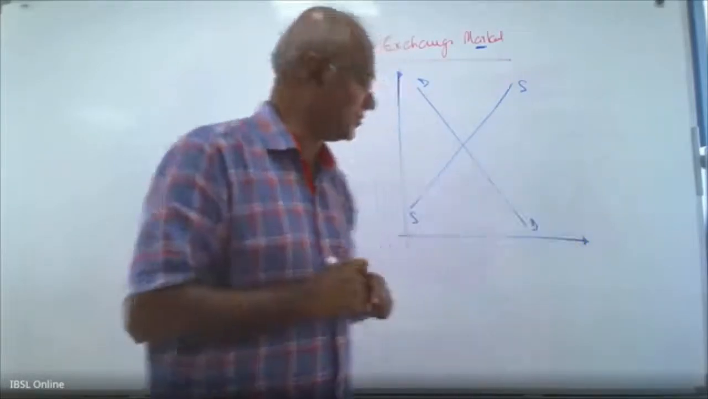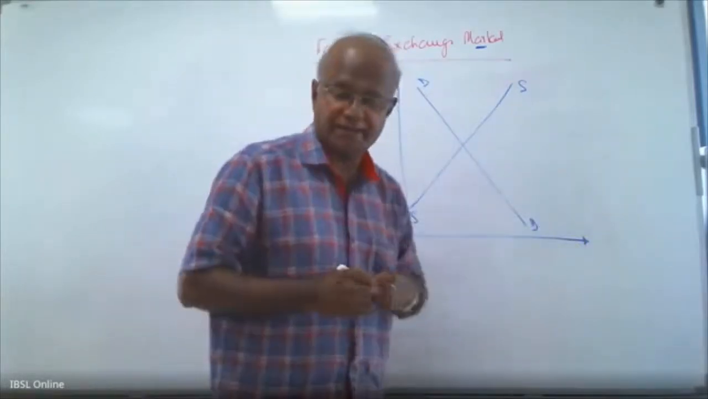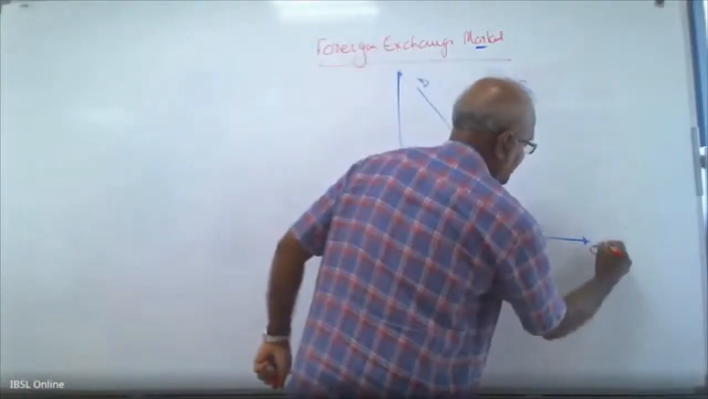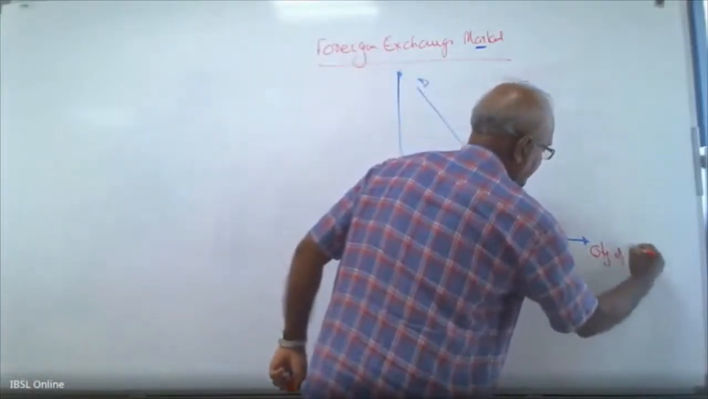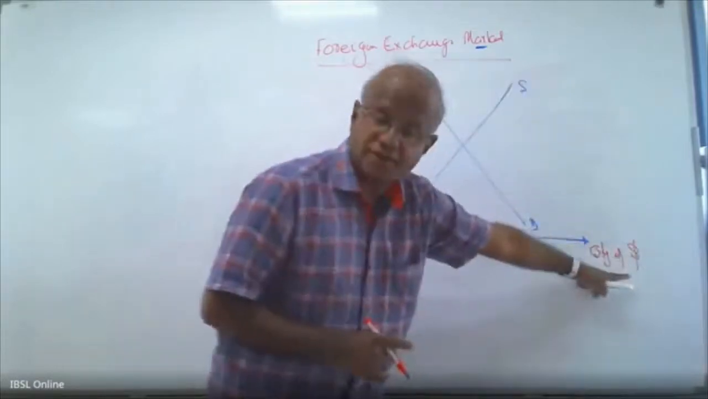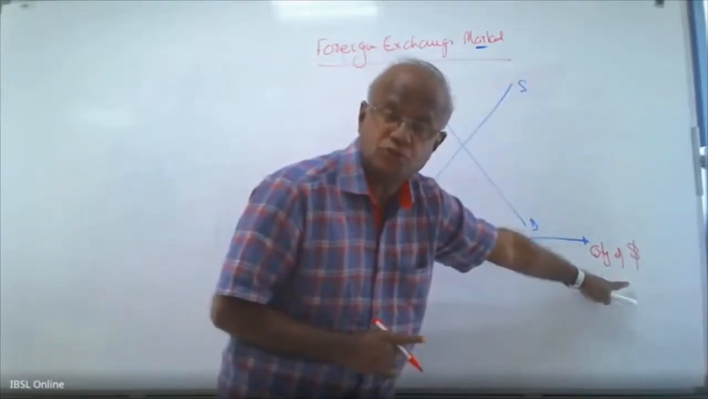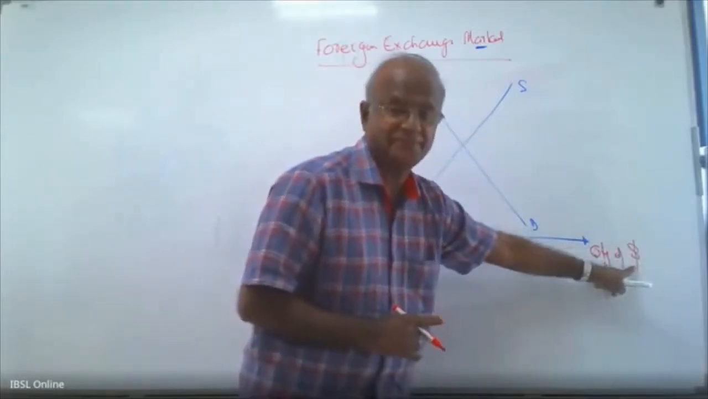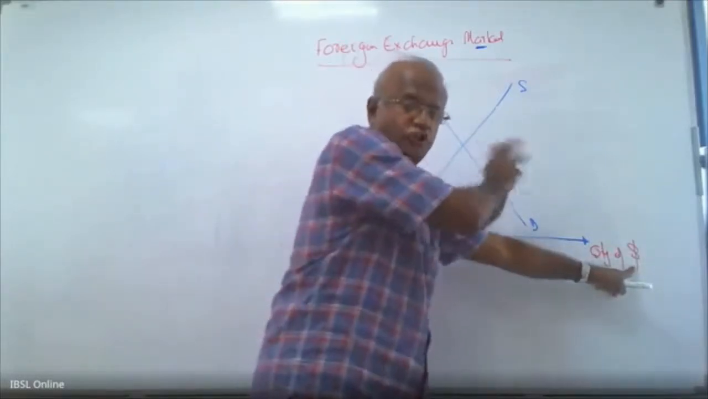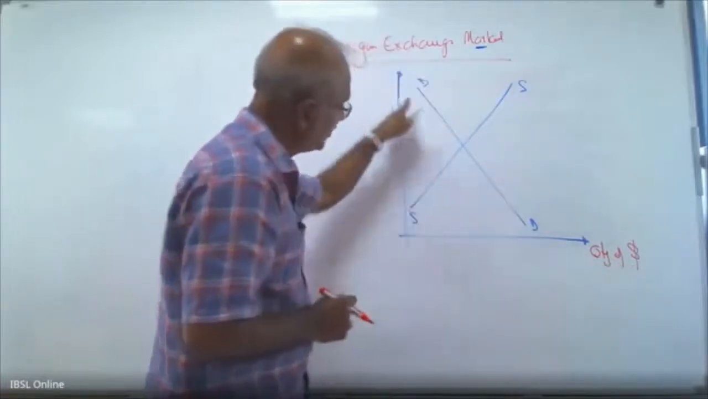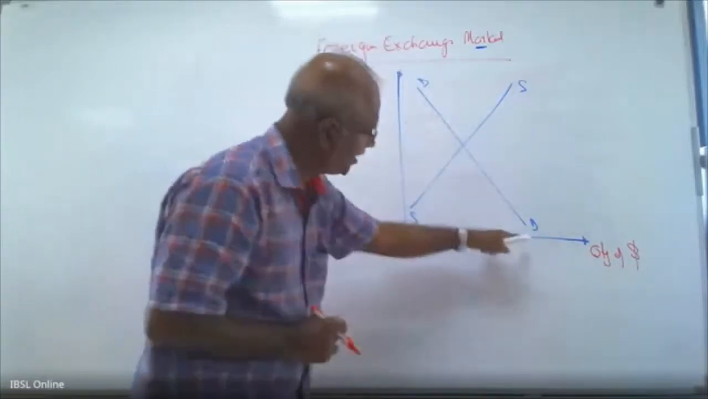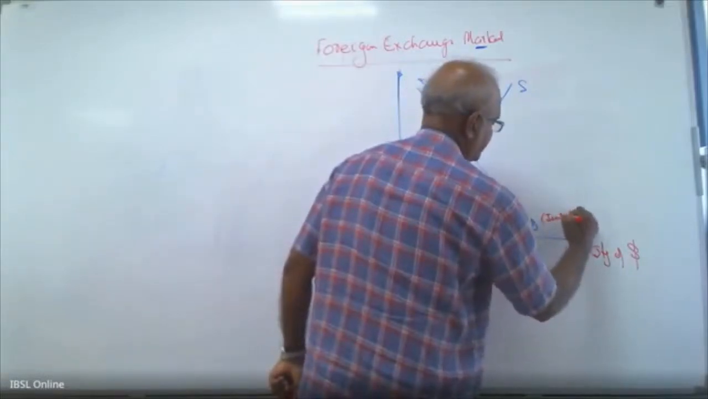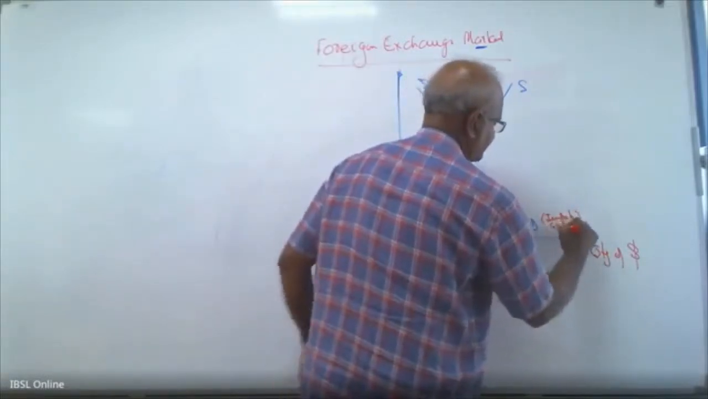Importers demand dollars. Now in this axis, then you can understand this one. This is the demand for dollars, the quantity of dollars. Not the rupees, quantity of dollars. Some textbooks, they indicate quantity of rupees. Then whole thing change upside down. Then quantity of dollars, demand for dollars depends on imports. Imports of goods and services.